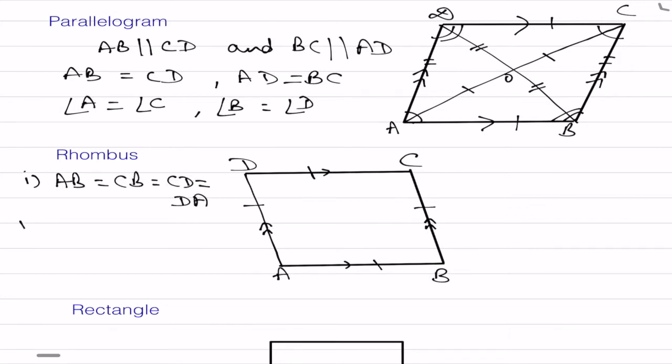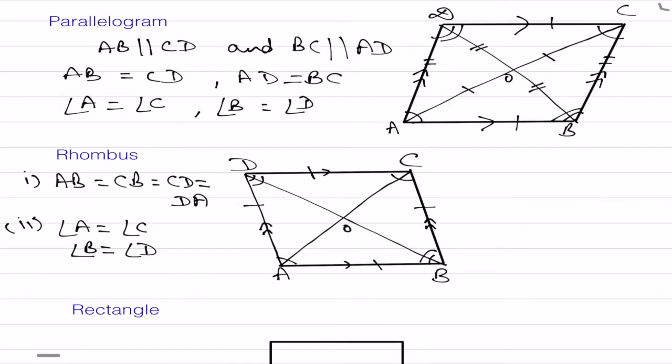Second thing, in a rhombus also the opposite angles are equal. Angle A is equal to angle C and angle B is equal to angle D. A very important property of the rhombus is that the diagonals of the rhombus bisect each other at 90 degrees. So the angle at O will be 90 degrees, and they bisect each other, meaning OA is equal to OC and OD is equal to OB.